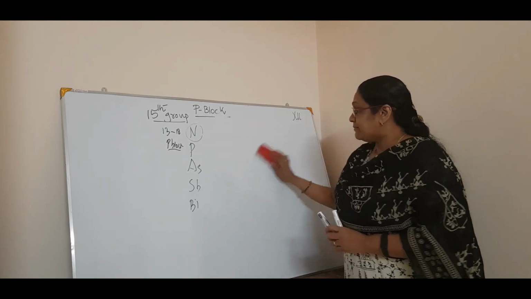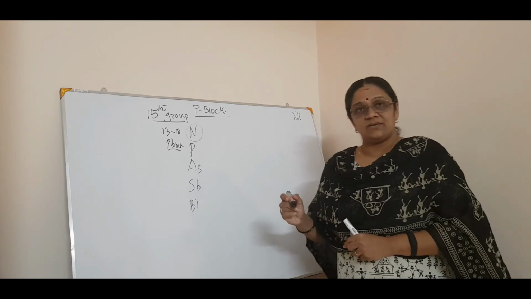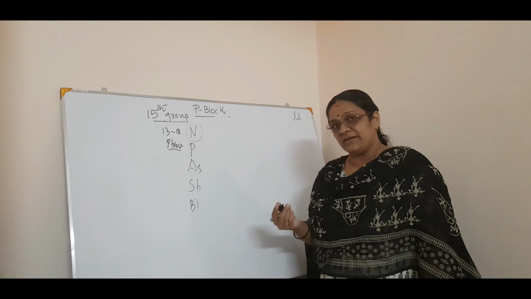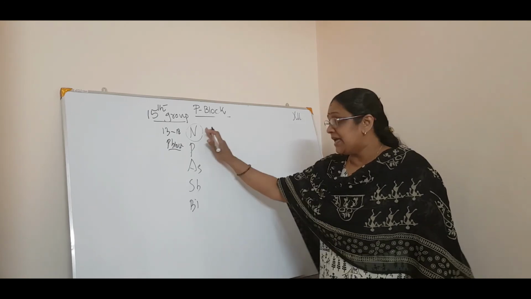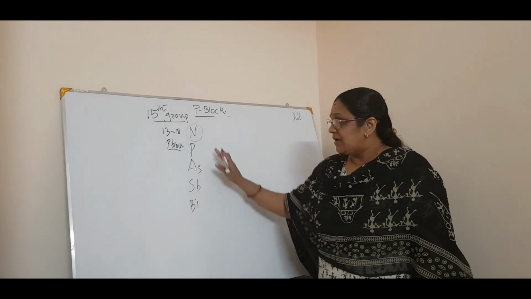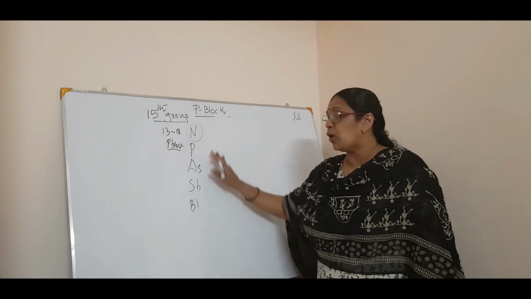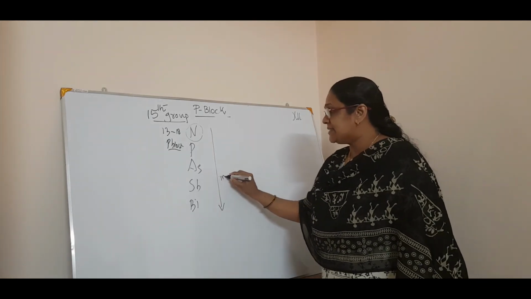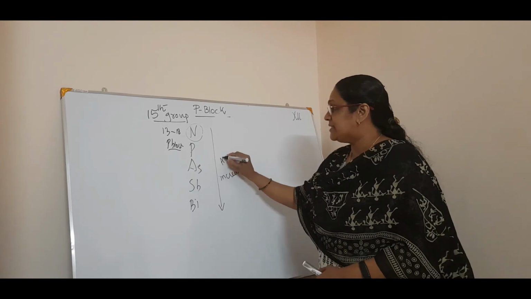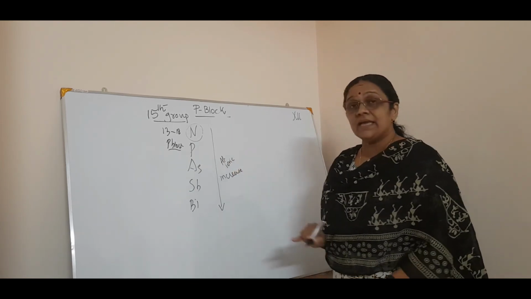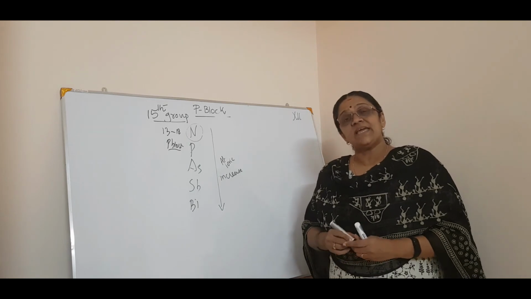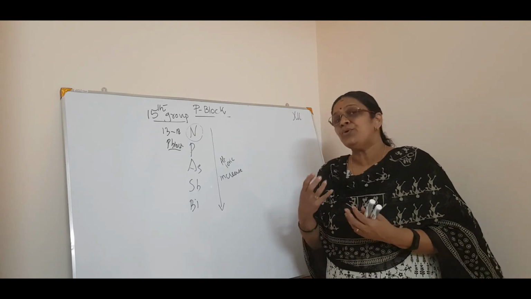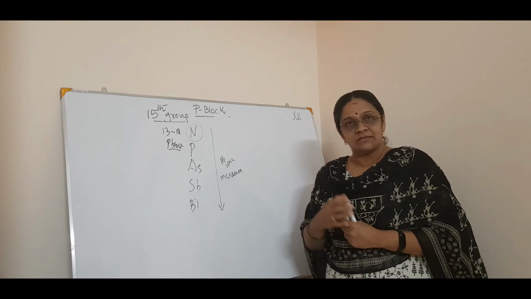Then comes the atomic or ionic radius. From top to bottom in the periodic table, the atomic or covalent radius or the ionic radius increases. Why? Because the size increases as we move from top to bottom. So we can say normally it will increase, isn't it? Whenever we talk about the general trends, there are some exceptional cases. That is mainly due to the electronic configurations of that element.